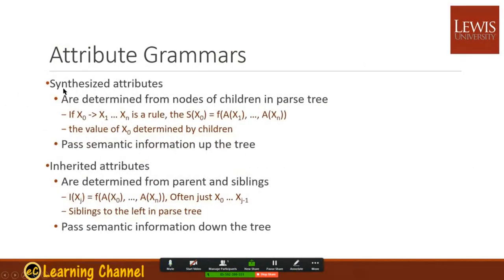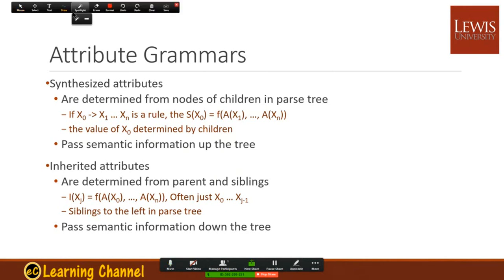So attribute grammar has 2 types of attribute. One is the synthesized attribute, one is the inherited attribute. Here is the mathematical definition. Synthesized attributes are determined from the child nodes of the parse tree. If X derived by X1, X2 to Xn is a rule, then the attribute S of that non-terminal equals a function of the right-hand side. The value of X is determined by the children, passing semantic information up the tree.